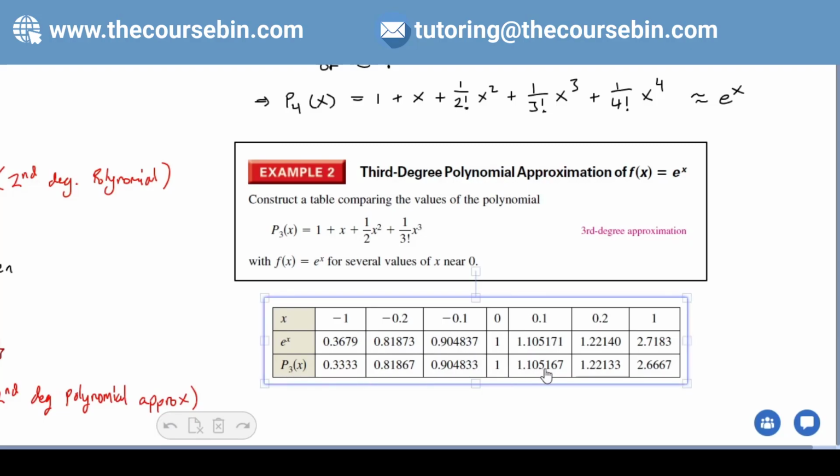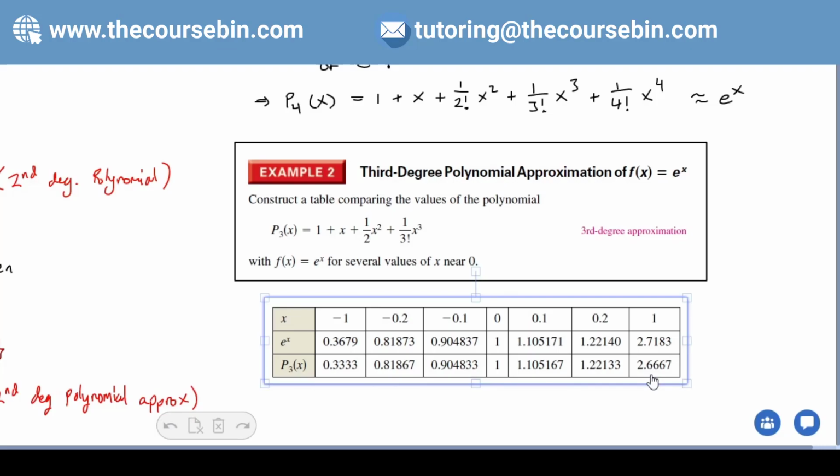Right, so it's good up until the 4th decimal place. If you go to 0.2 units away, it's good up until the 3rd decimal place, and if you go 1 unit away, it's only good, I guess, up until the 1st decimal place, and even that is a little bit off, right? So it's really good when you're very close to the center, but the further away you go, the worse the values. But keep in mind, this is only a 3rd degree polynomial.